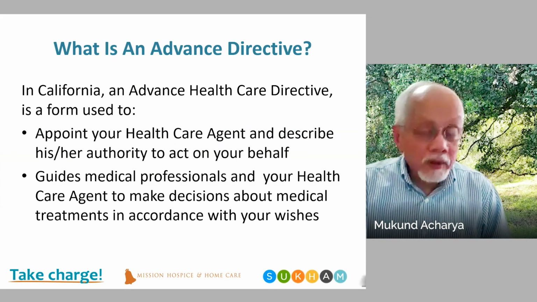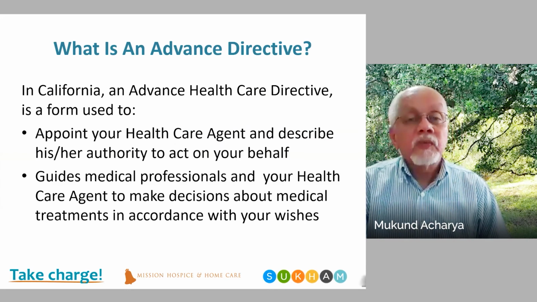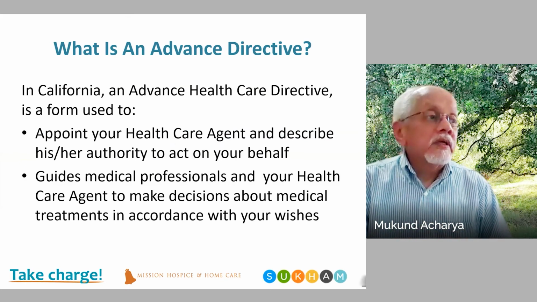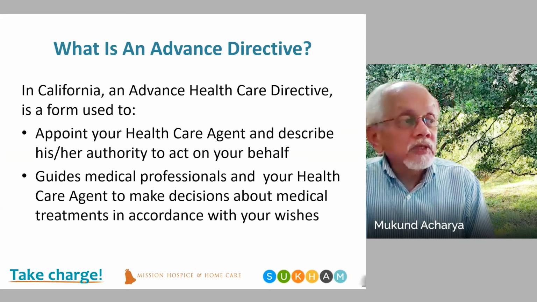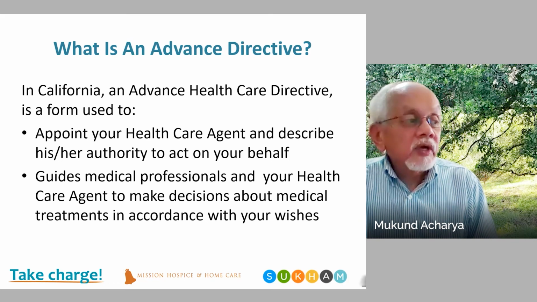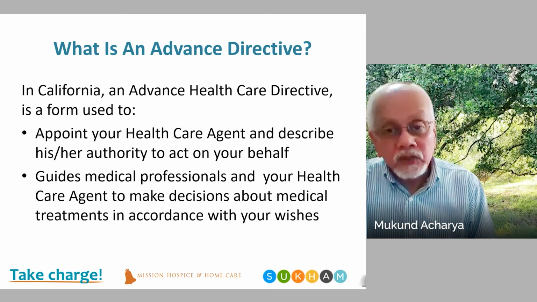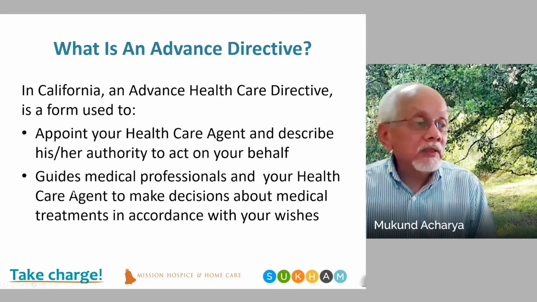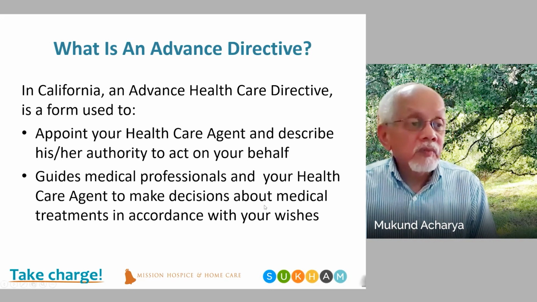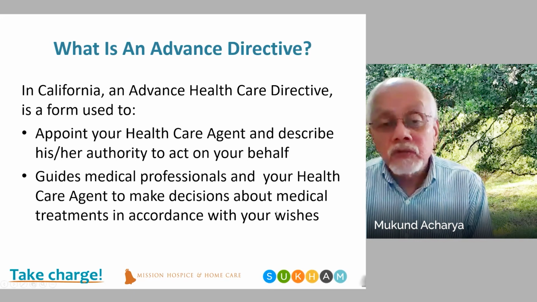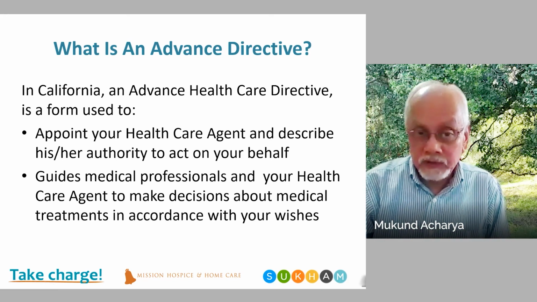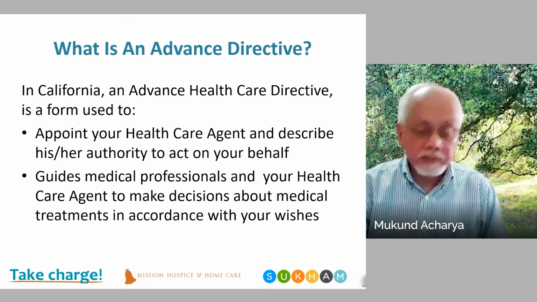And this is true in all states in some way, shape, or form. We're talking about California because we're in the Bay Area. In California, an advanced healthcare directive is a form that is used to appoint your healthcare agent and describe his or her authority to act on your behalf, right? And it guides the medical professionals and your healthcare agent to make decisions about your medical treatment in accordance to your wishes. Guides. It does not list 100% of all options. It's a general guide. Okay?